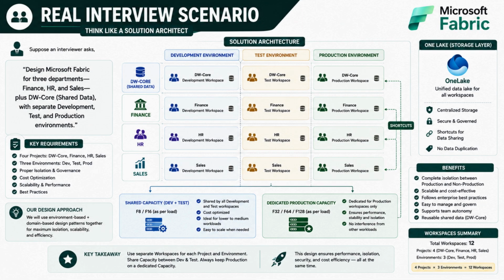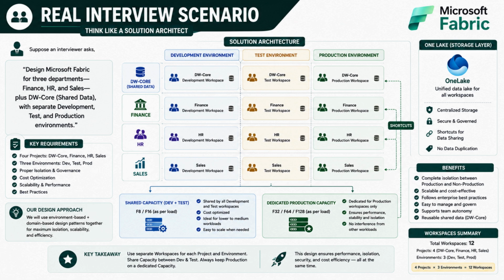Let's discuss a real interview scenario. Suppose an interviewer asks, design Microsoft Fabric for three departments, finance, HR and sales, with separate dev, test and production environments. What would be your answer? The ideal answer would be that we should create 9 workspaces, 3 teams multiplied by 3 environments. Use one shared F8 capacity for all dev and test workspaces because they are non-production. Then assign a dedicated F32 capacity to each production workspace.